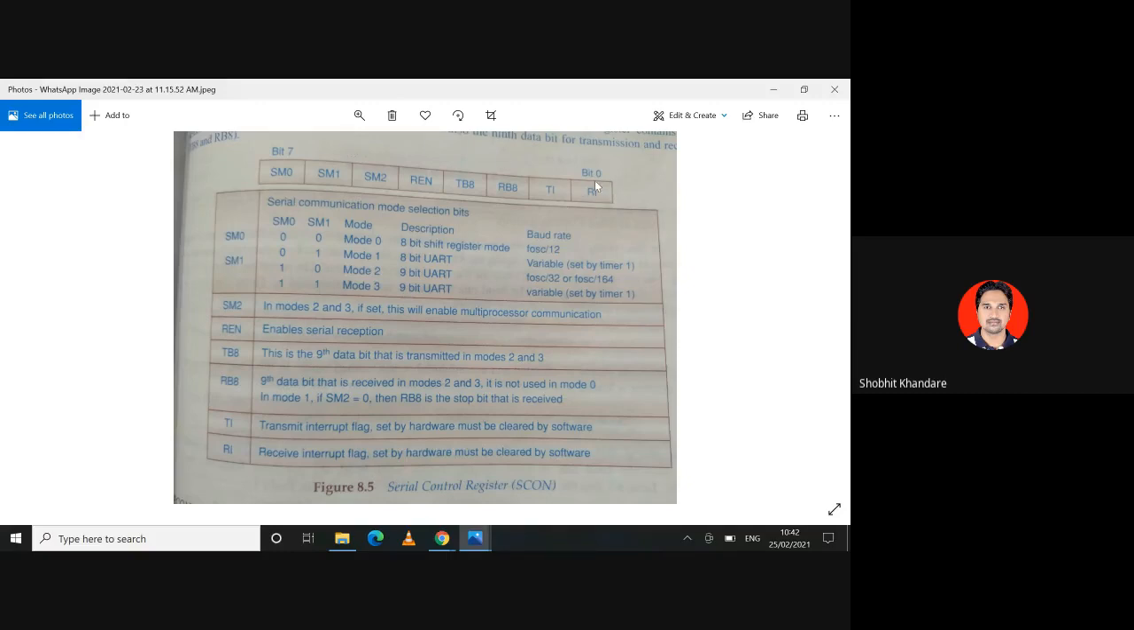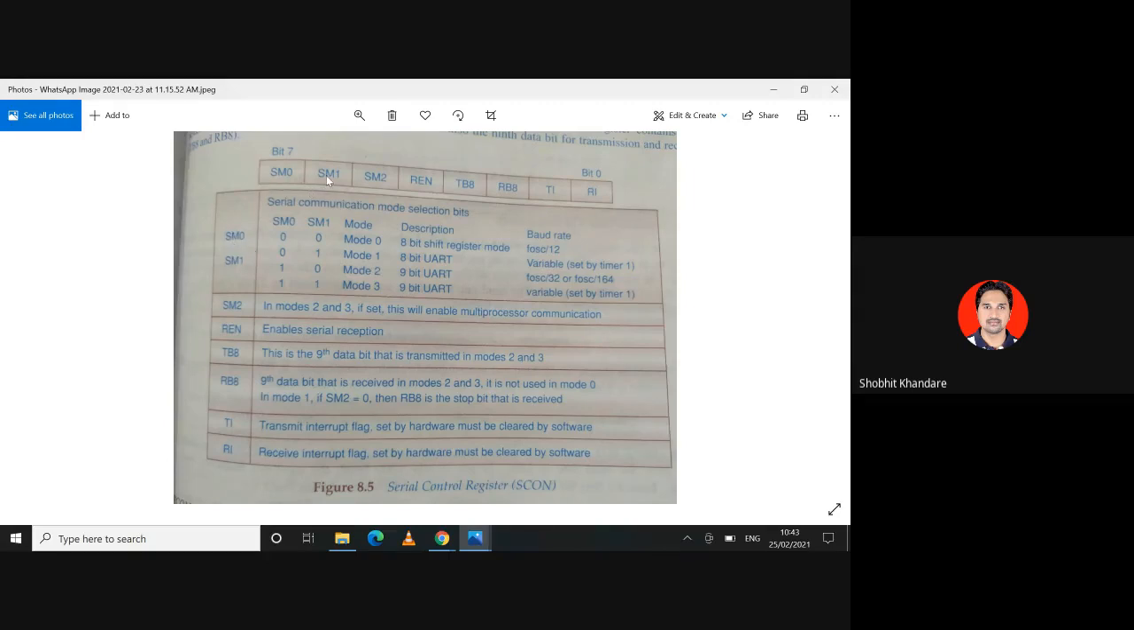And this is a format. This is LSB, this is MSB, this is bit 0, bit 1, bit 2, bit 3, bit 4, dot dot dot, bit 7. This is RI, TI, this is RB8, this is TB8, this is REN, this is SM2, this is SM1, this is SM0. Okay, and from your LSB, these are the bits.